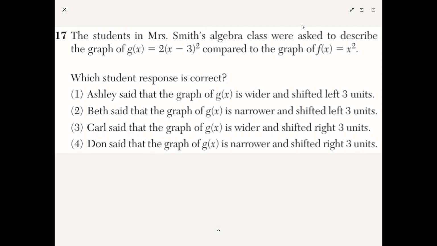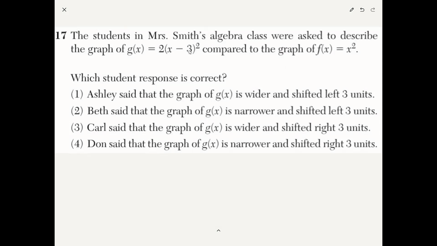So let's read this one and then let's try it. It says, the students in Mrs. Smith's algebra class were asked to describe the graph of g of x equals 2x minus 3 squared compared to the graph of f of x equals x squared. Now, we covered this and we know that this is a quadratic function and this is the parent function and this is going to be one of the transformations.